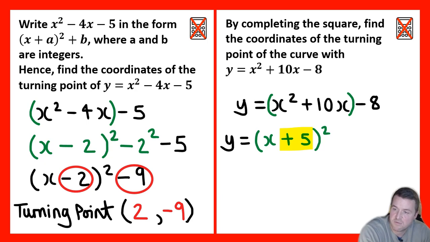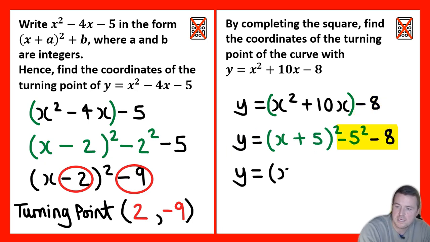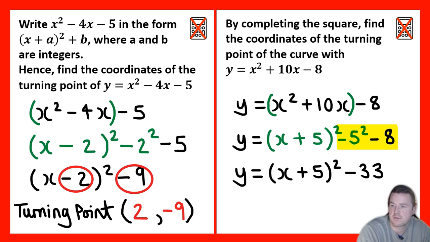It doesn't matter if we have a positive 5 or a negative 5 inside the bracket, we would always subtract the number squared. The reason for that being, whether you square negative 5 or positive 5, you're always going to end up with positive 25. So you will always want to subtract that amount to reset it back to 0 before subtracting 8. Simplifying, y is equal to x plus 5 squared, and then negative 25 subtract 8 is negative 33.